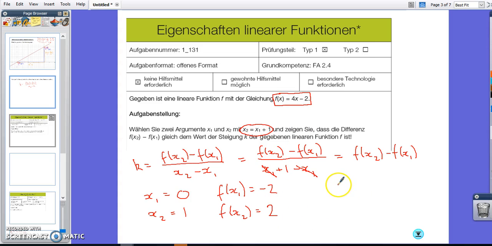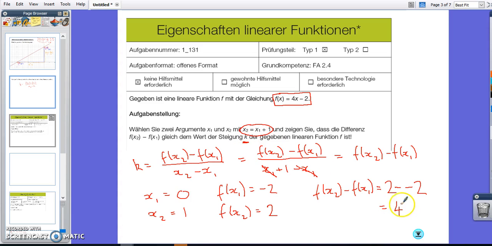So then my f of x1 and my f of x2 can now be put into this formula here. So I have f of x2 minus f of x1 will be equal to 2 minus minus 2, which is 4, which is the gradient as we expected.